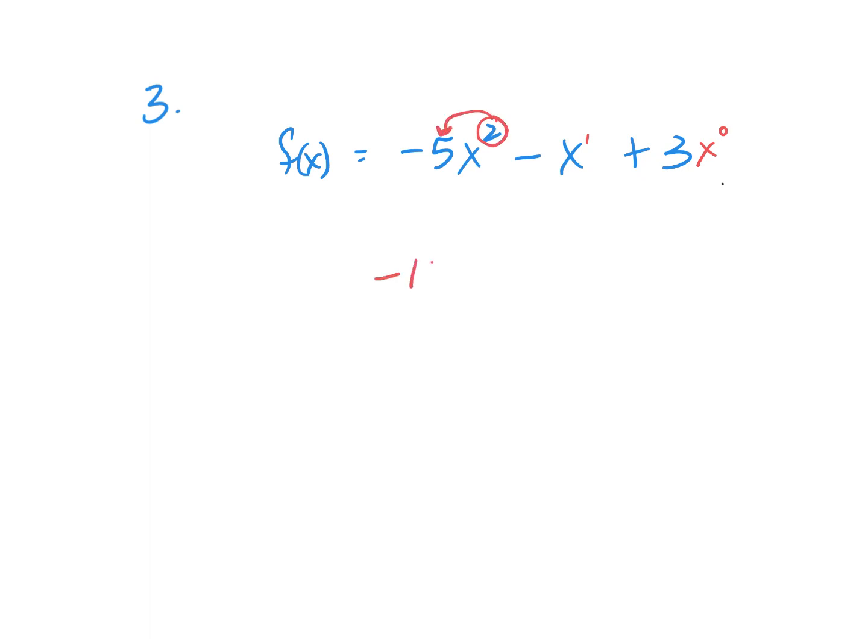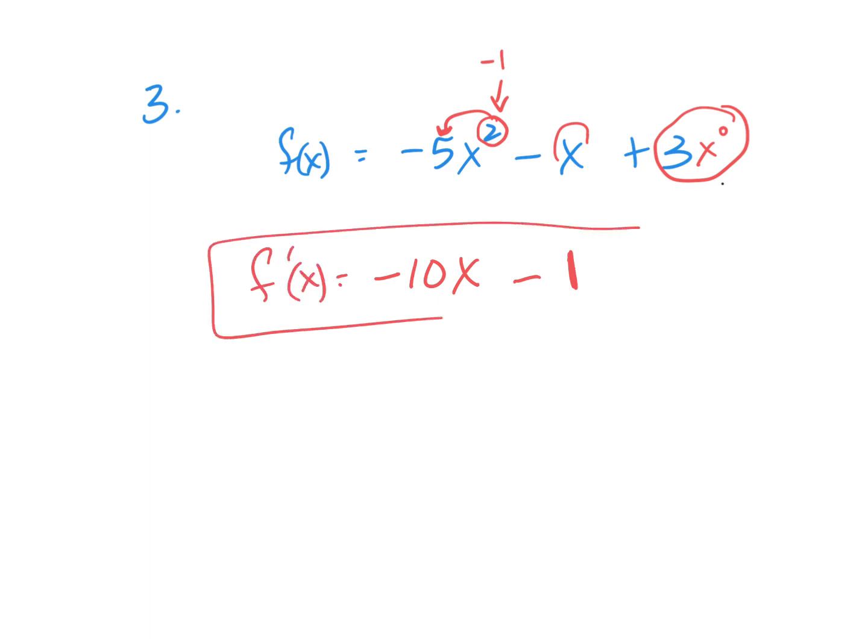So that would be negative 10. And then you reduce this by 1, minus 1. So 10x minus 1, and then this 1 would go to a 0, so it'd be 1. And here this would be a 0, right? 0 times 3 would be 0. So f prime of x is that.